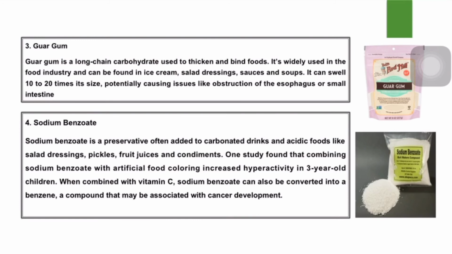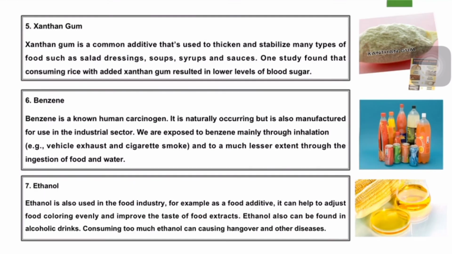The fourth one is sodium benzoate. Sodium benzoate is a preservative often added to carbonated drinks and acidic foods like salad dressings, pickles, fruit juices, and condiments. Jadi itu dia sodium benzoate. Oke, yang kelima ada xanthan gum. Maybe this is not familiar to you, but you can read this material. It is also used in food.